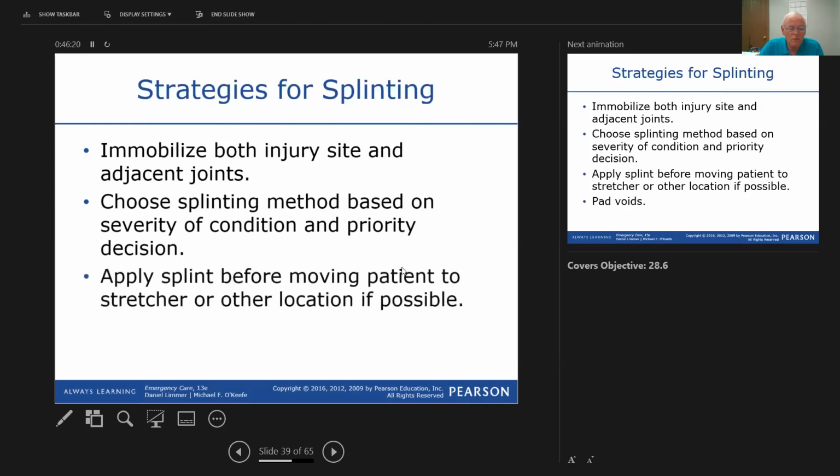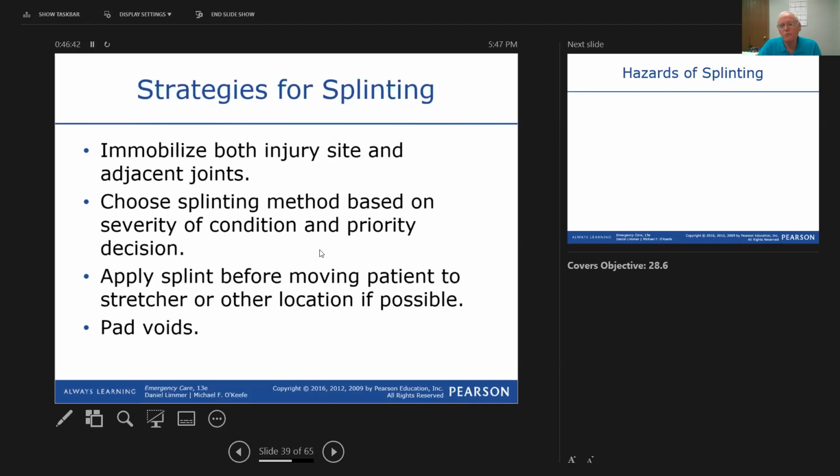Try to apply it before you move them to a stretcher or something else, unless you're in go mode. You can splint on the way to the hospital. We just don't want you to take time splinting and delaying on-scene time if you have a patient with a serious problem. Okay, you can splint on the way.